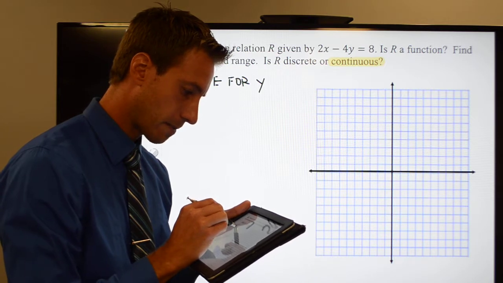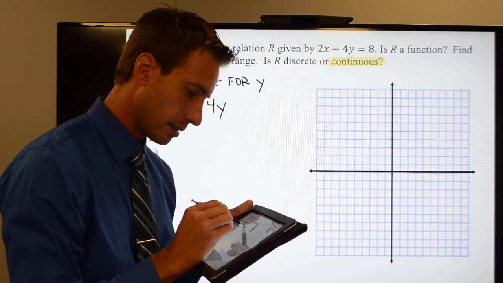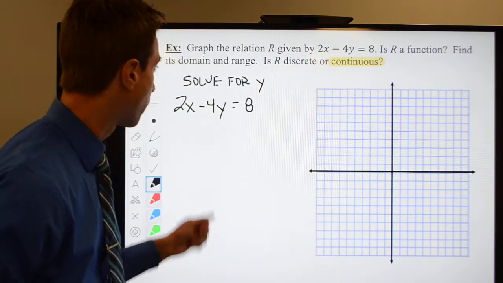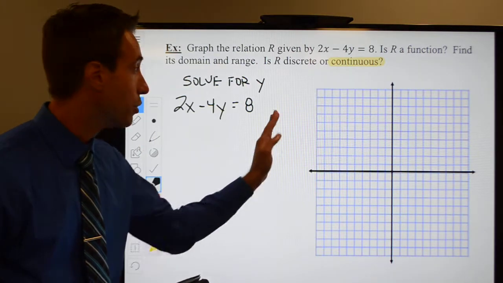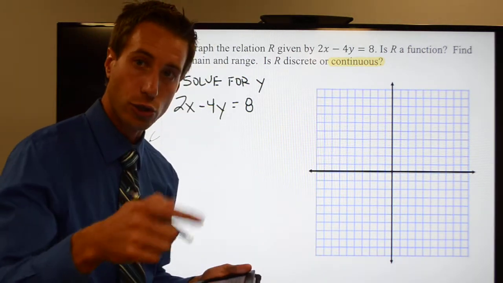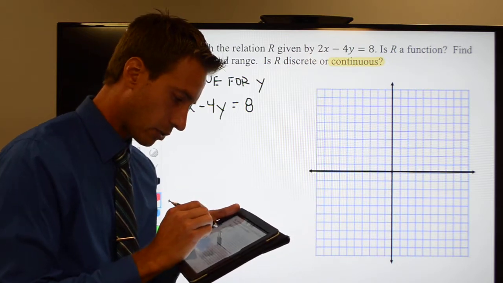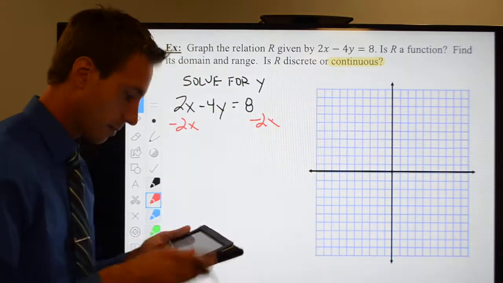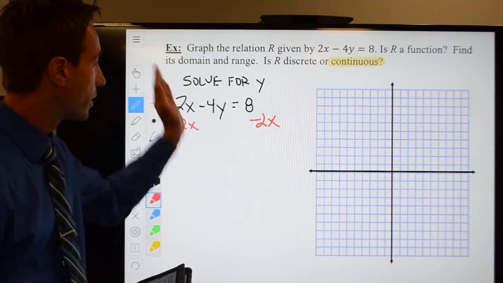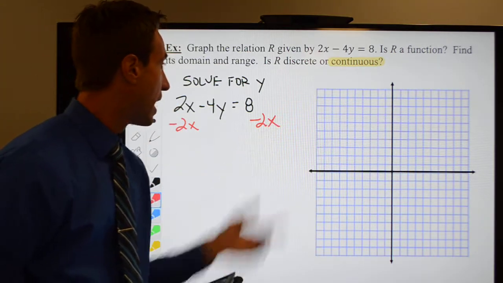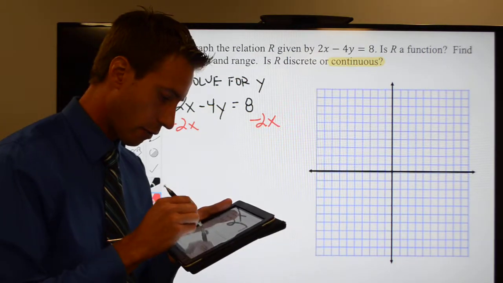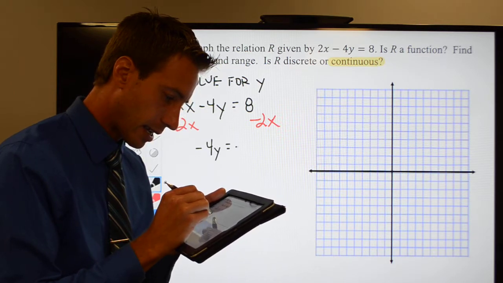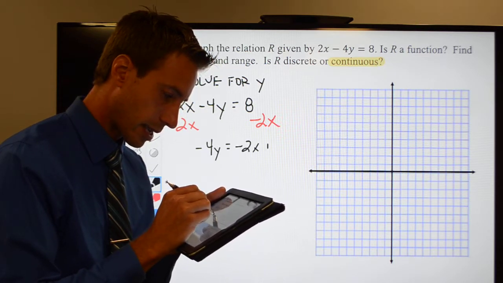I have 2x minus 4y is equal to 8. First thing I'm going to do to get that y all by itself, I have a positive 2x. Let's move it to the other side by subtracting 2x from both sides. So I will do a minus 2x and a minus 2x. The 2x minus 2x will cancel each other out, and that'll leave me with negative 2x plus 8 over here. So negative 4y is equal to negative 2x plus 8.